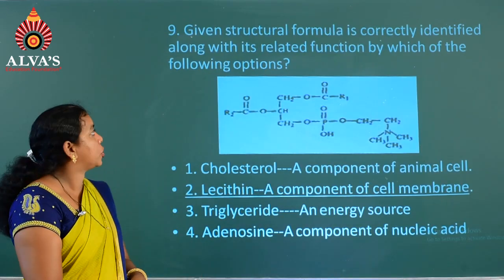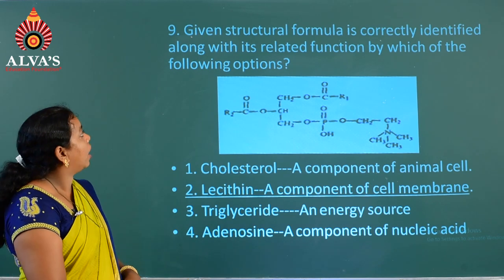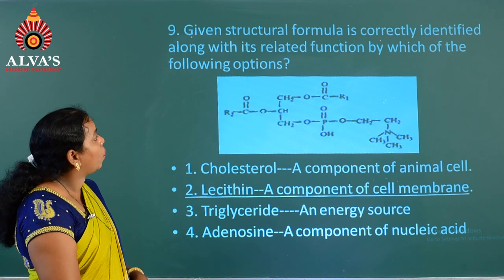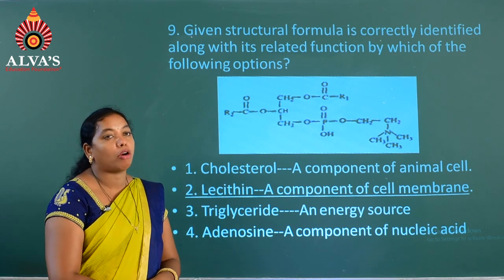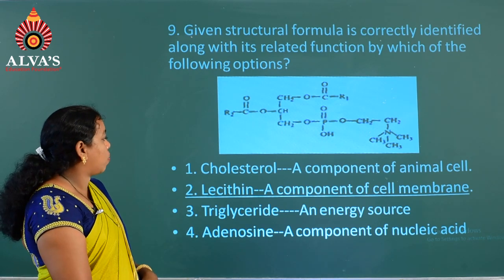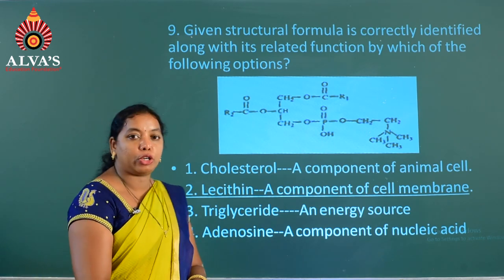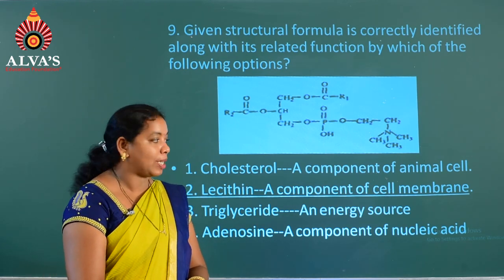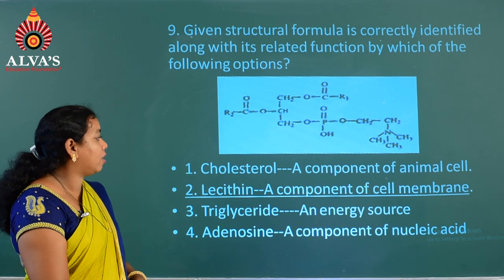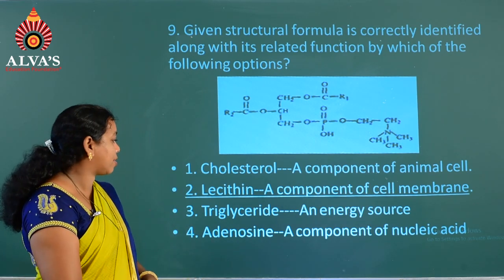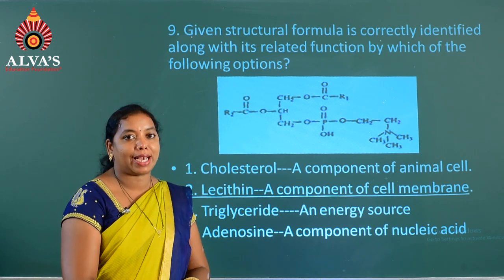Moving on to the next question, that is question number 9. A given structural formula is correctly identified along with its related function in which of the following options? Here the first one, that is cholesterol, a component of animal cell. Second one, lecithin, a component of plasma membrane or cell membrane. Third one, triglyceride, an energy source. Fourth one, adenosine, a component of nucleic acid.